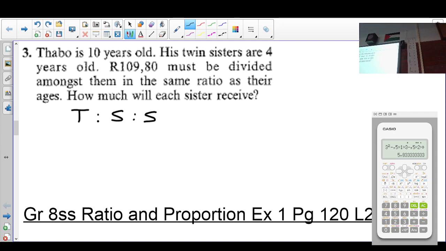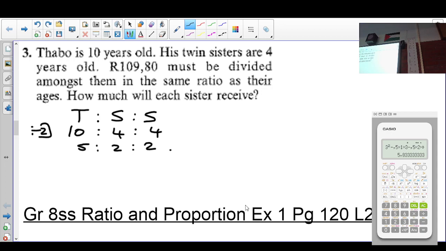Thabo and his sisters. What are the ages? 10, 4 and 4. So what do I write here as the ratio? 10 is to 4 is to 4. What do you notice? You can simplify. What number can go into all without remainder? 2. That's going to give you 5 to 2.